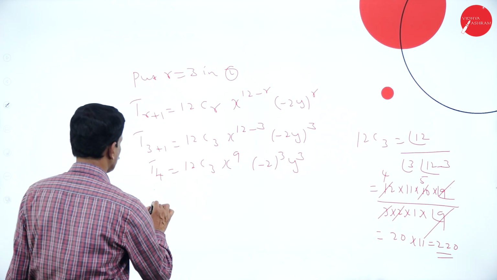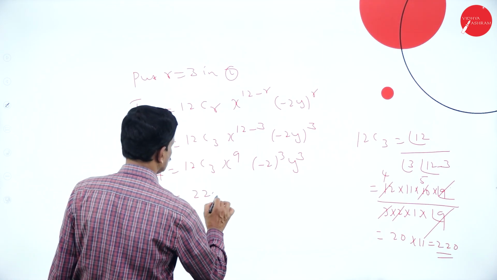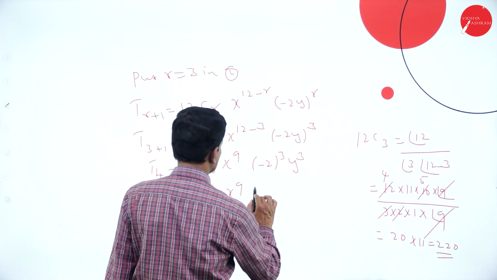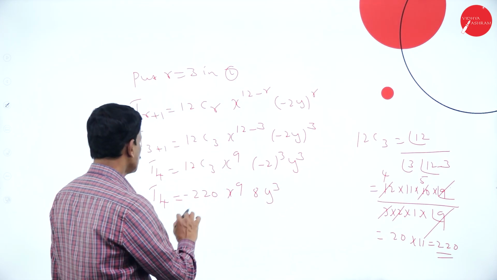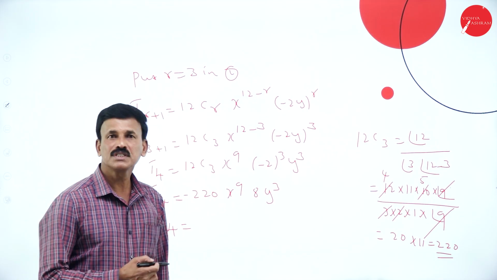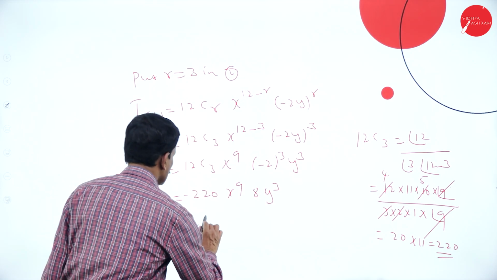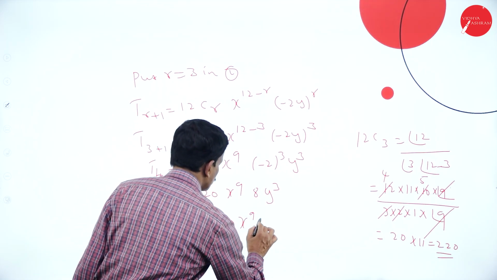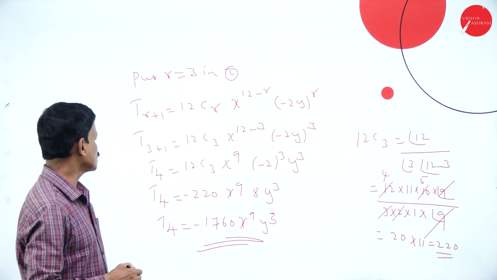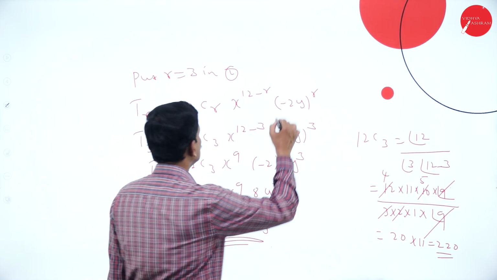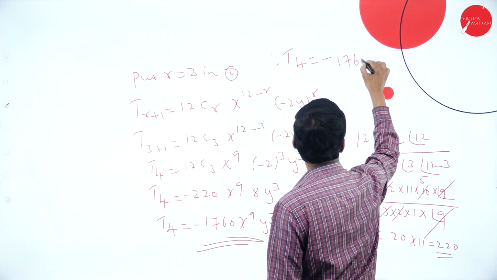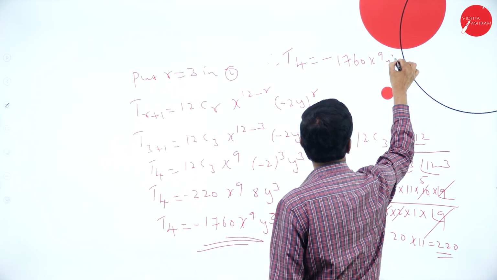Substitute here. Therefore, T4 is equal to 220 x raised to 9 into (−2) cube. 2 2s are 4, 4 2s are 8, so 8 y cube. Just multiply this. T4 is equal to, if you multiply 220 with 8, you will get −1760 x to the power of 9 y to the power of 3. This is the fourth term in the expansion. So, therefore, the fourth term T4 is equal to −1760 x to the power of 9 y cube.